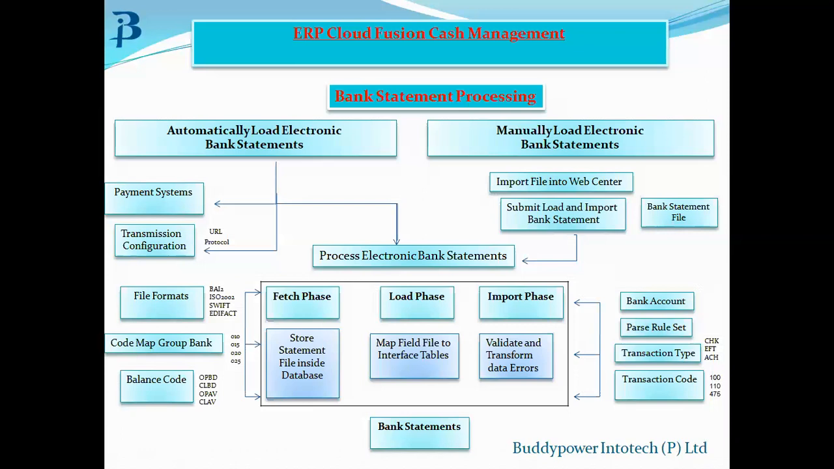And the code map group is basically used for mapping the balance codes reported on the external data file to the ones defined internally in the application. So with the help of all this, you store the statement file inside the database. Then you load it to map the file to your interface tables. Then you validate and transform data errors, which will have your bank accounts and the parse rule set, which I'll explain in the next slide.